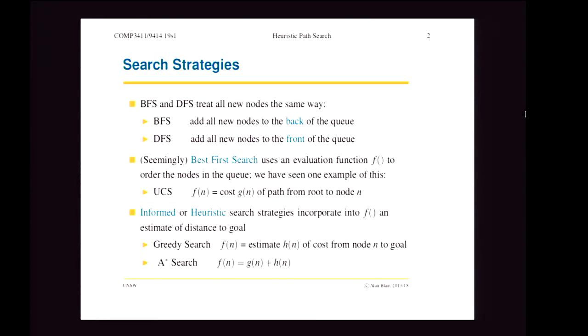With depth first search, one way to implement this is that all the new nodes get added to the front of the queue. So that means when you generate a new node, that node will be expanded before any other node. Right? So this is actually a stack rather than a queue, for those of you who know about these data structures.